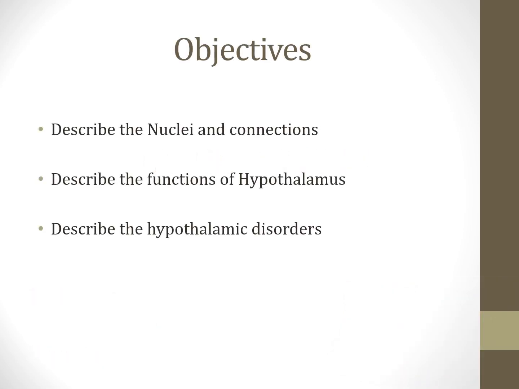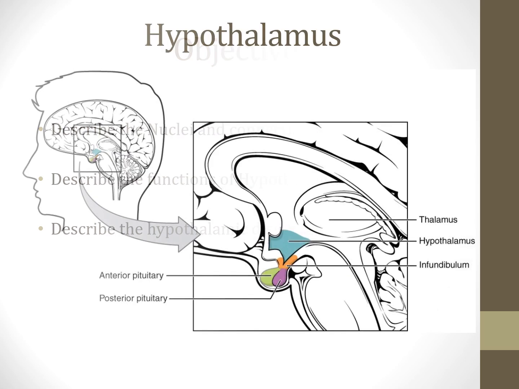Objectives. We are going to describe the nuclei and the connections involved in hypothalamus, and we are going to describe in detail the functions of hypothalamus, and we are going to describe the hypothalamic disorders. Hypothalamus. Where exactly is the hypothalamus located? Let's see the anatomy of hypothalamus.